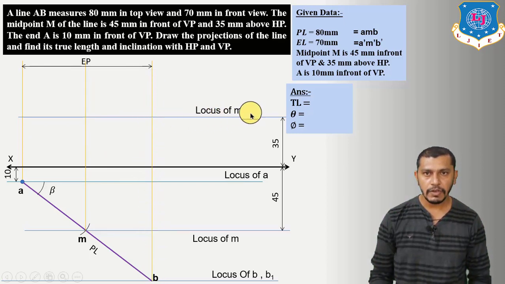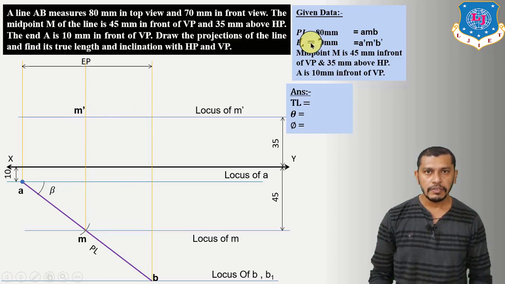So right now we have the locus of M dash. So on the projector of M, we will get M dash at the intersection of the projector of M and the locus of M dash. So exactly over here we will get the M dash. Now as we have discussed, the distance between A dash and M dash is equal to 35 mm and M dash to B dash is equal to 35 mm. So measure 35 mm on the rounder, take center at M dash and give an arc on the projector of A and the projector of B from M dash having length equal to 35 mm.